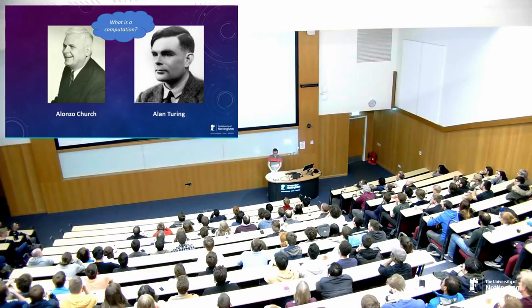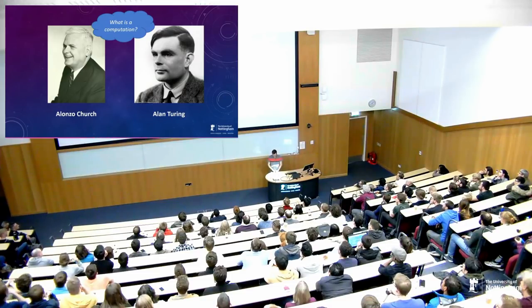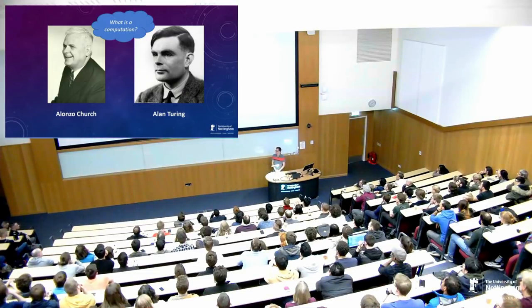Almost philosophically, many people, including these two individuals, thought about what a computation is. These individuals are Alonzo Church and Alan Turing. Interestingly, Church was Turing's thesis advisor, yet they had very, very different ways of thinking about what computation is.